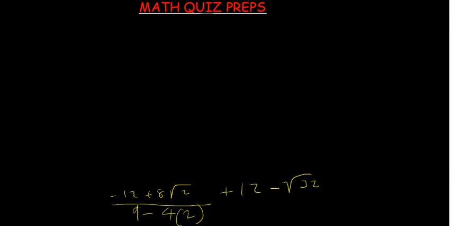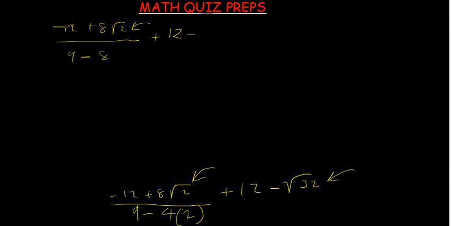So that's negative 12 plus 8 root 2 divided by 9 minus 8. Of course, 9 minus 8, let's just follow the procedure first. Now, because we've got root 2 and we've got root 32, we mostly want to make sure that the roots are the same. So is there any means at which we can write root 32 with a 2 in it?